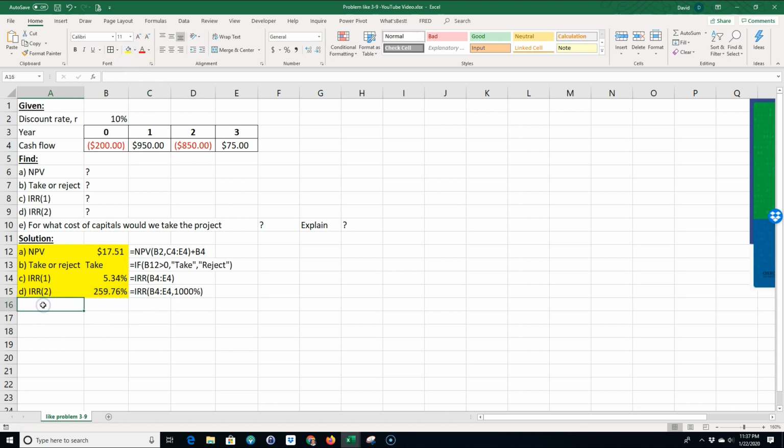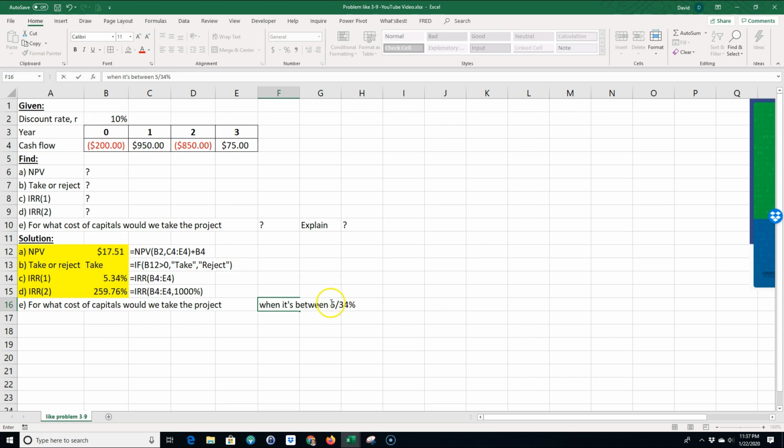All right, so for part E, what cost of capital should we take the project at? You say when it's between 5.34%, which this is, right, and 259.76%. Okay.